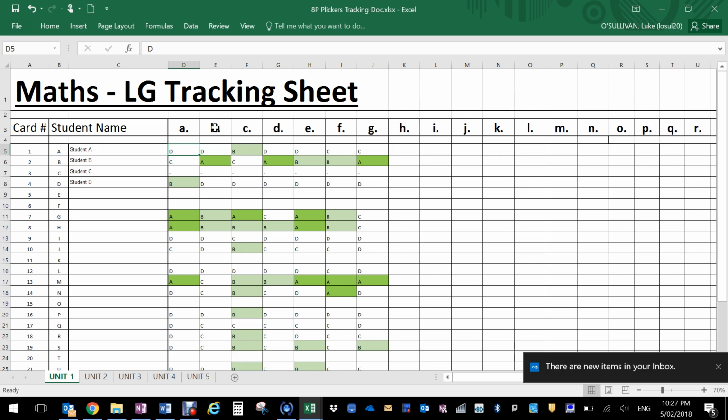We come across to success criteria B, and they've given themselves a D. They might go and change that to a C. They've improved their understanding, but not enough to shade that square in. They come across here and they might do quite well at the rest of them, but there's still a couple of white squares there.